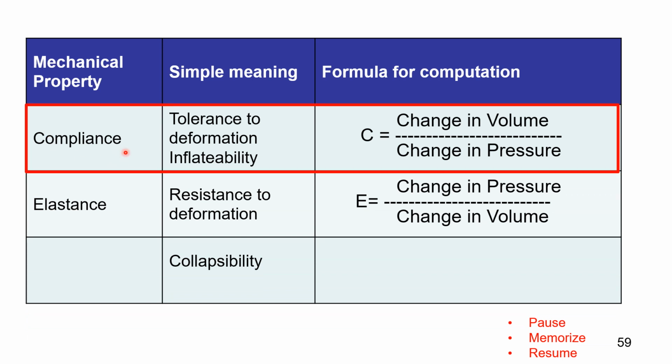So compliance is the tolerance to deformation. And as far as the lung is concerned, it is inflatability. So for the computation of compliance, it's CVP. Compliance is equal to the change in volume over the change in pressure. Elastance, on the other hand, is resistance to deformation. Or when we particularly talk about lung elastance, we're talking about the lungs' collapsibility. So it is computed as change in pressure over the change in volume. So again, kindly pause, memorize, and resume.